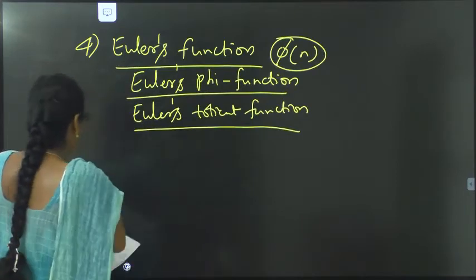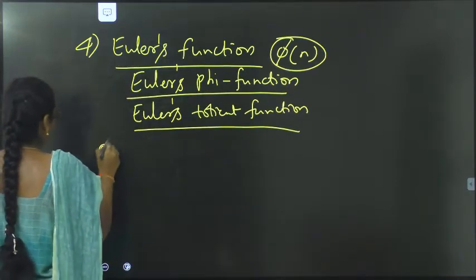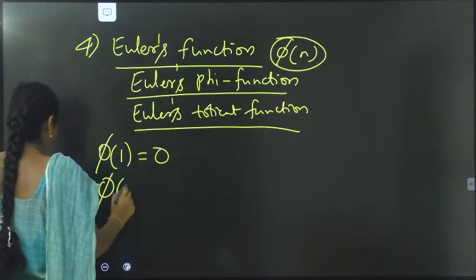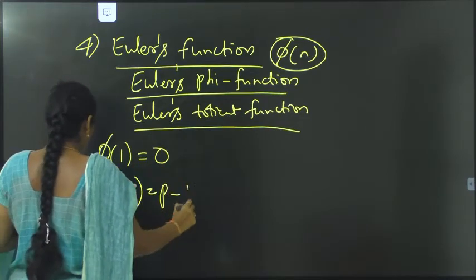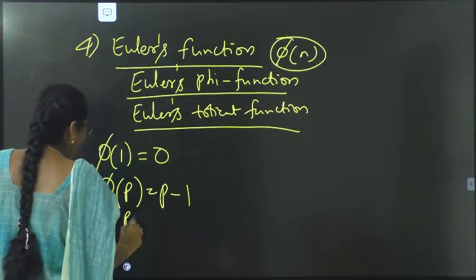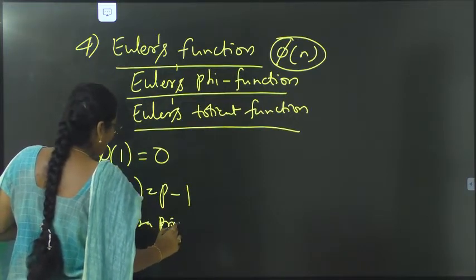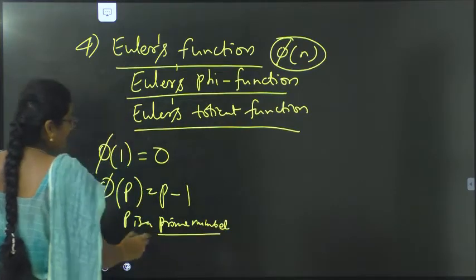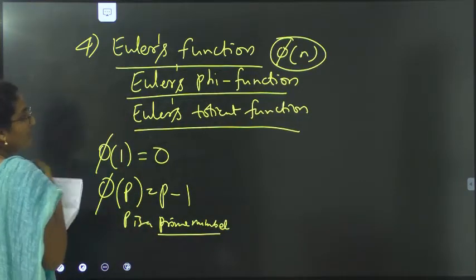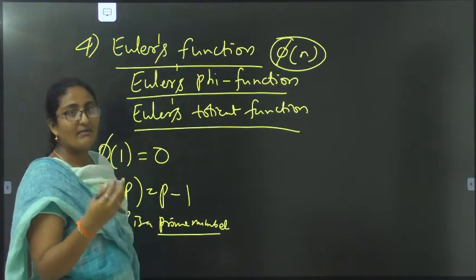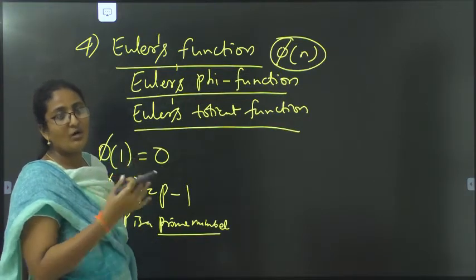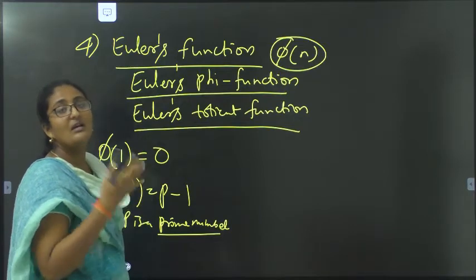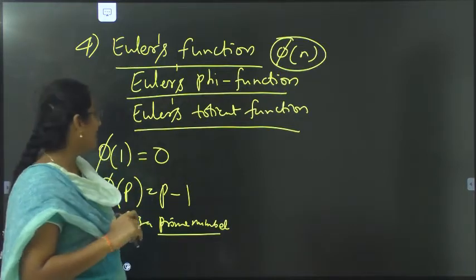So now what are the points we have in this? Phi of 1 equal to 0, phi of p equal to p minus 1. P is a prime number here. So now onwards we will use the prime number frequently. In Euler theorem, Fermat theorem and upcoming theorems, algorithms also, we are going to use the word prime number. So till now we have discussed what is the prime number and how we can check the primeness.